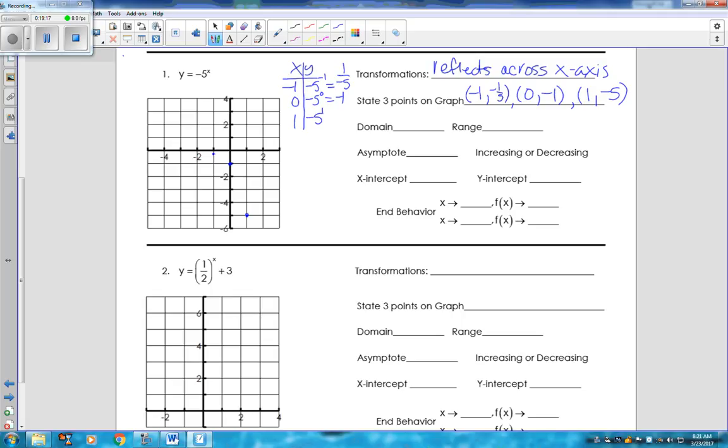The asymptote is y equals k, Tommy? Yes, it would be y equals 0 because nothing's being added or subtracted to that base. Here's how you draw an asymptote. Y equals 0, it's a horizontal line, dotted or dashed, whatever you want to call it, at that point, y equals 0.